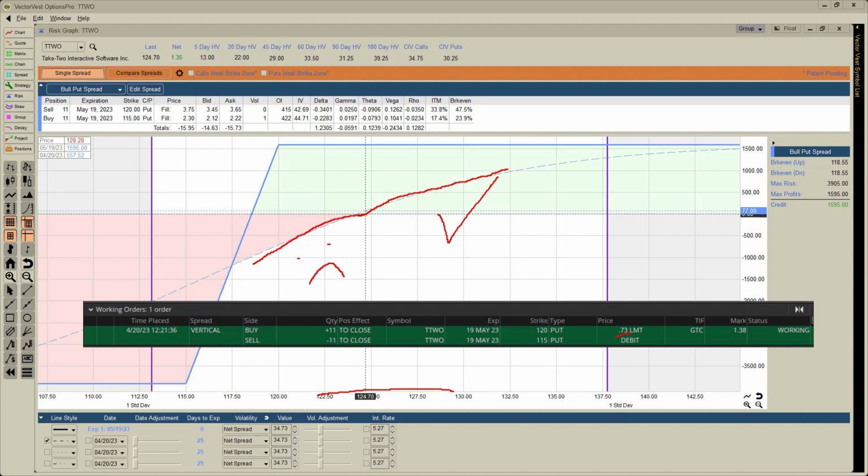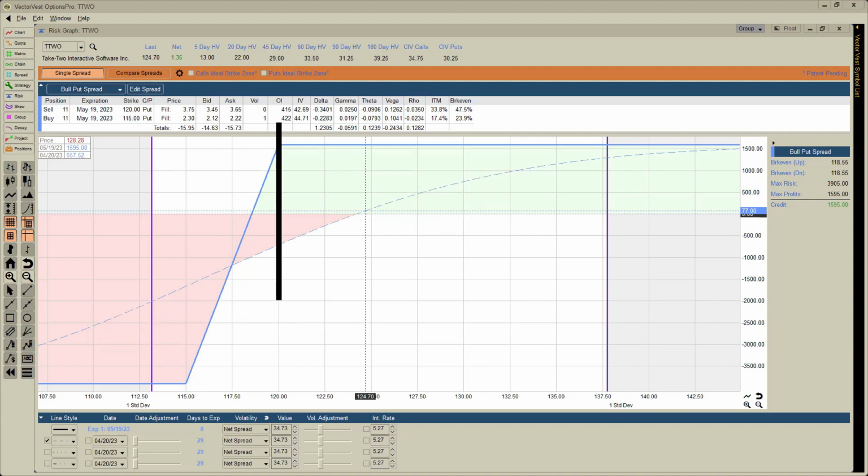Now, if you're looking at the risk graph, I want you to look at one other thing. Over here, you might see that my maximum profits are $15.95, and you may see my maximum risk is $3,900, and you might think, wow, that's crazy, right? Well, remember, we're going to exit this trade if the stock falls below 120.